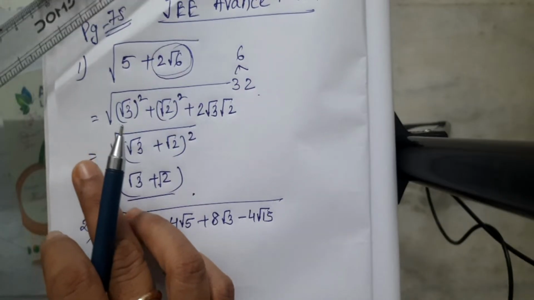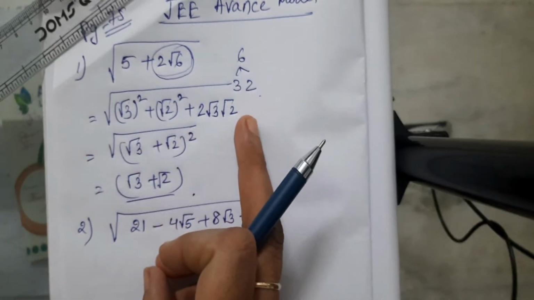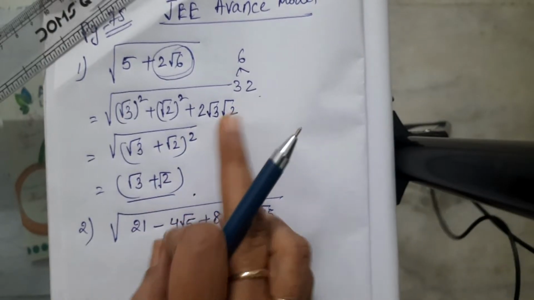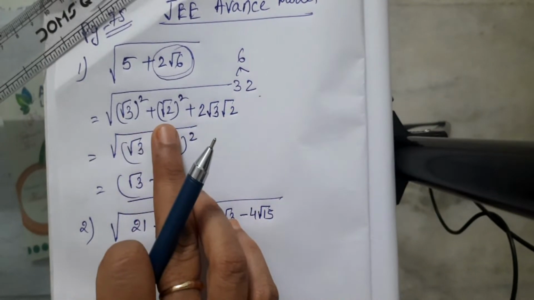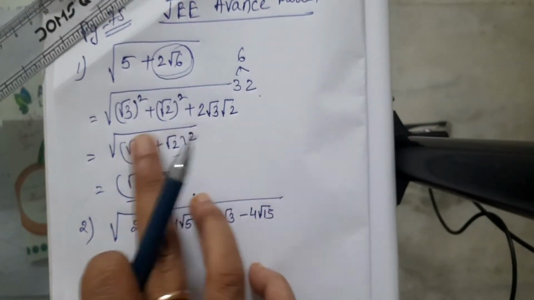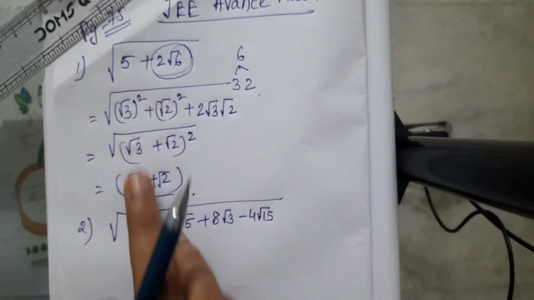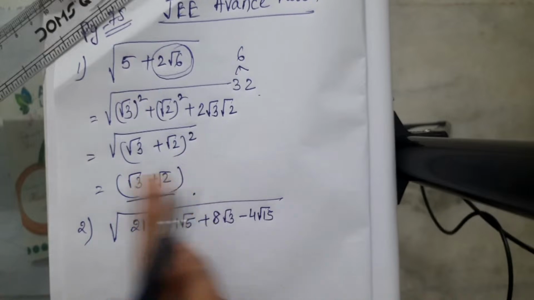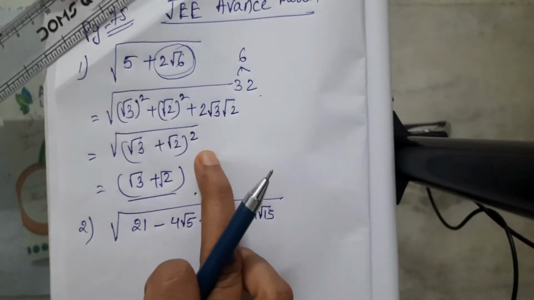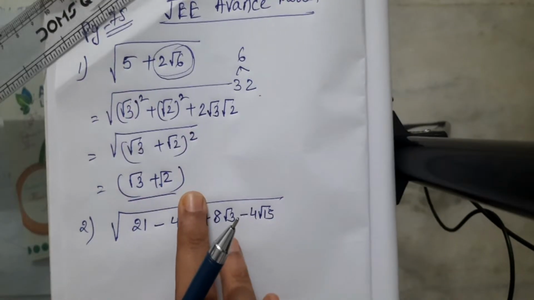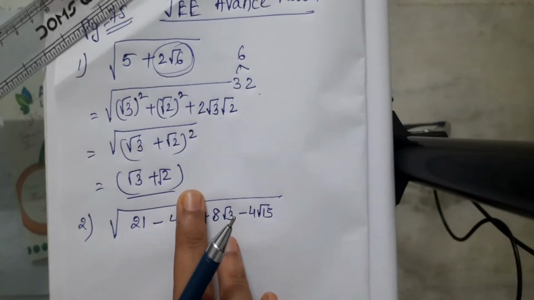So here, root form of 3, root 6, we will write in root form. Root 3 square plus root 2 square plus 2ab. Thus it is a plus b whole square. So it is root 3 plus root 2 whole square. We can remove the root and square. So the final answer is root 3 plus root 2. So this is the final answer.